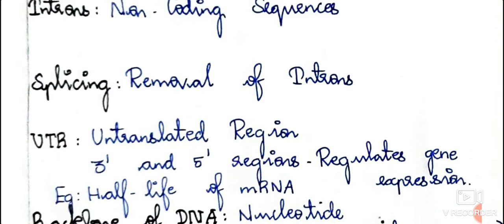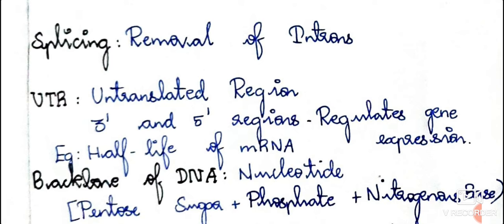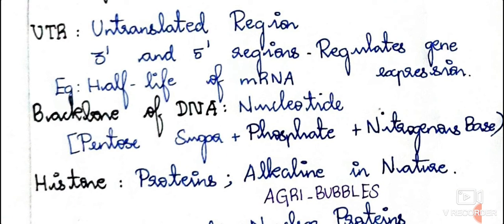Okay, so splicing, this is a very important one mark question which can be asked as a definition in your semester examinations. Splicing is nothing but removal of introns, that is, the non-coding sequences. Okay, and UTR, untranslated region, is nothing but the 3 dash and the 5 dash ends. So these 3 dash and 5 dash ends usually have the gene regulation. That is, they regulate the gene expression, for example, the half-life of the mRNA.